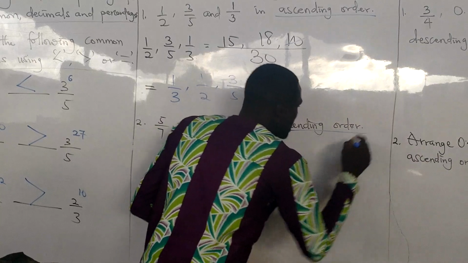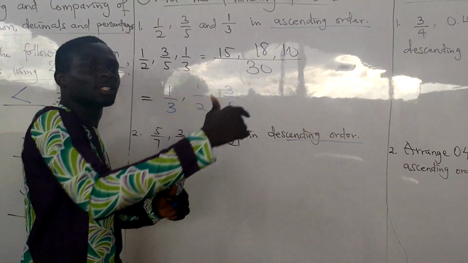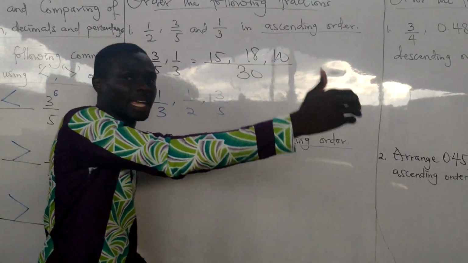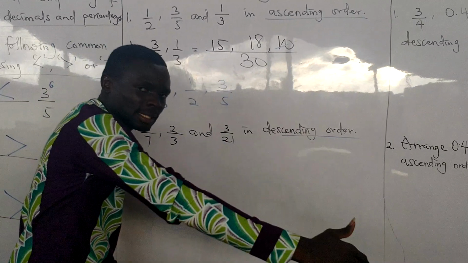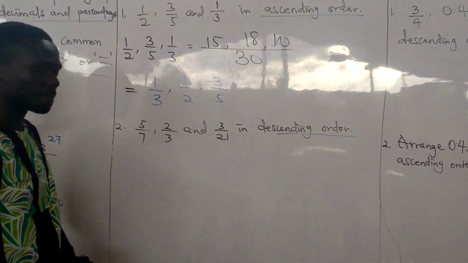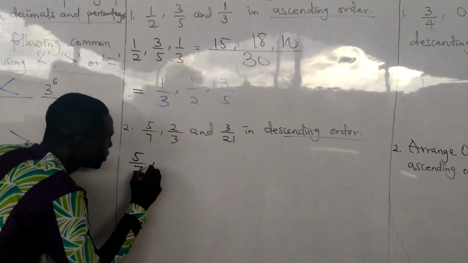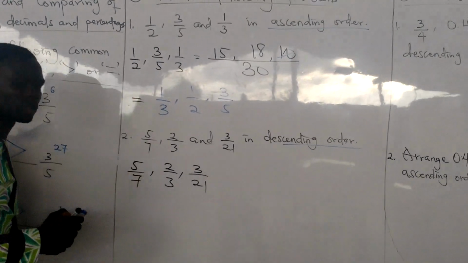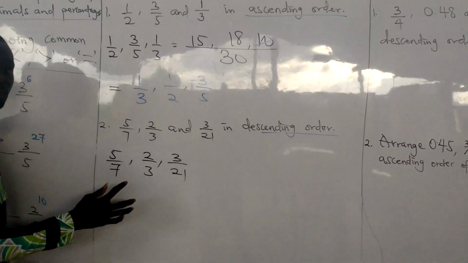And there's another word here we have to know the meaning. Descending. It is the opposite of ascending. So if ascending is from the least to the highest, then descending is from the highest to the least. So with this, I've been given 5 over 7, 2 over 3, and 3 over 21. I am to descend this fraction.